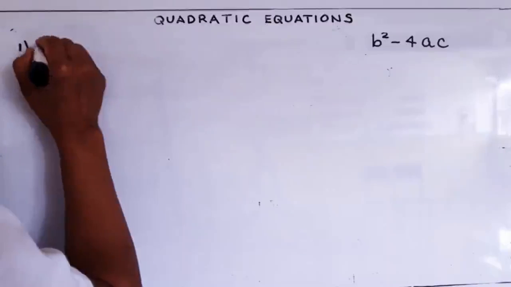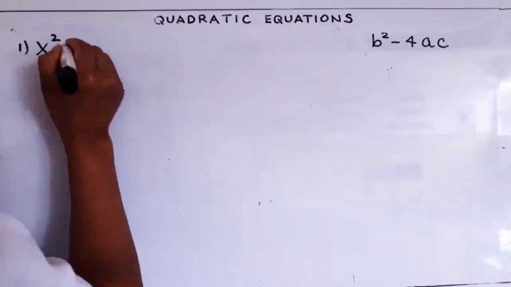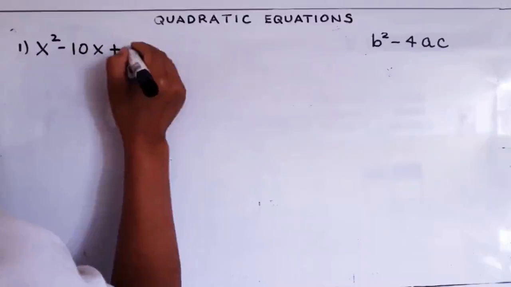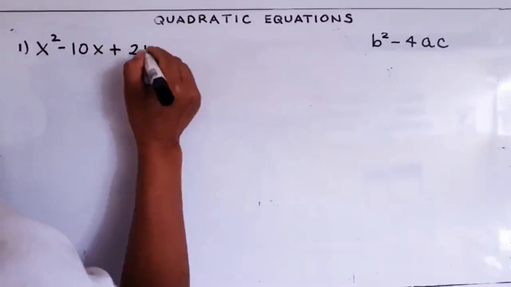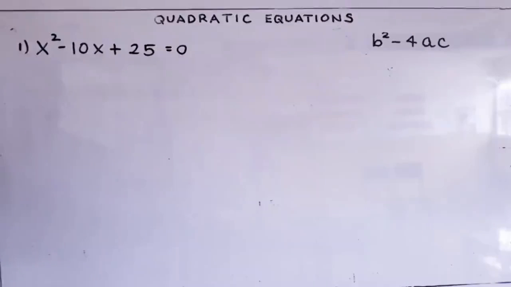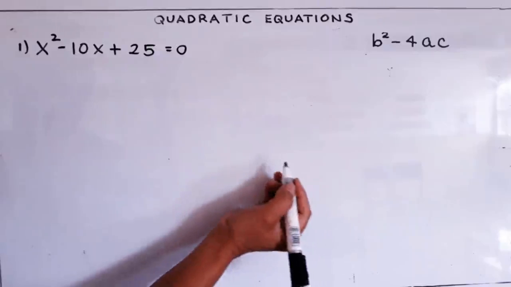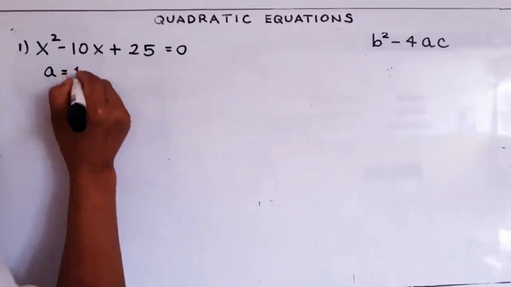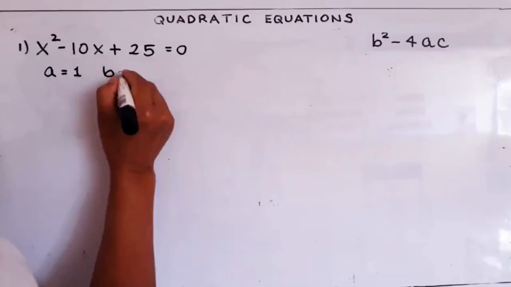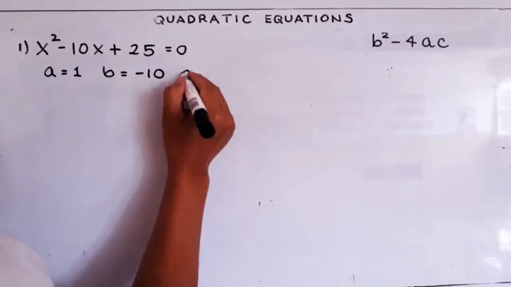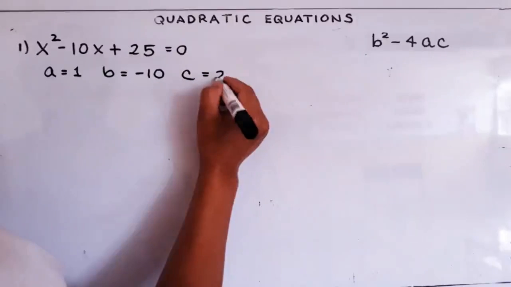Here it is: x squared minus 10x plus 25 is equal to 0. Okay, it is arranged already. Now let's find a, b, and c. a is equal to 1, b is equal to negative 10, and c is equal to positive 25.